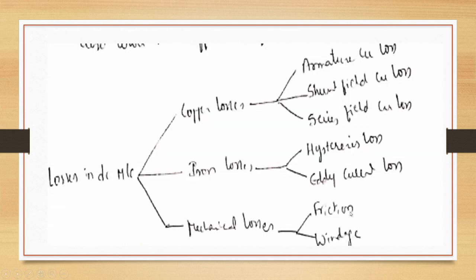So losses we have seen, it is a very important topic. Copper, iron and mechanical, three losses are there. Apart from this, stray load losses are there which contribute 1% of the total losses, and they can be neglected. Copper losses are again of three types: armature copper loss, shunt field copper loss, series field copper loss, and brush contact drop losses are there. That also we can consider for copper losses, but they are very small and can be neglected. Iron losses are of two types: hysteresis loss and eddy current losses. Mechanical losses are of two types: friction and windage losses.